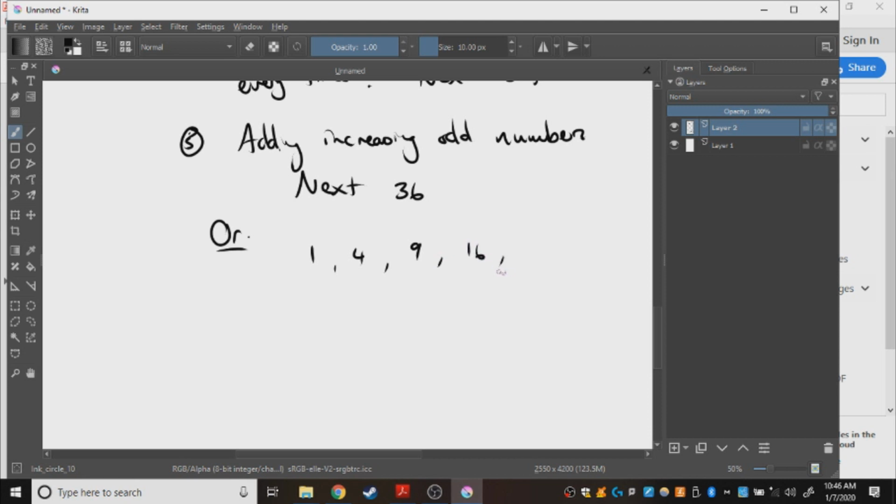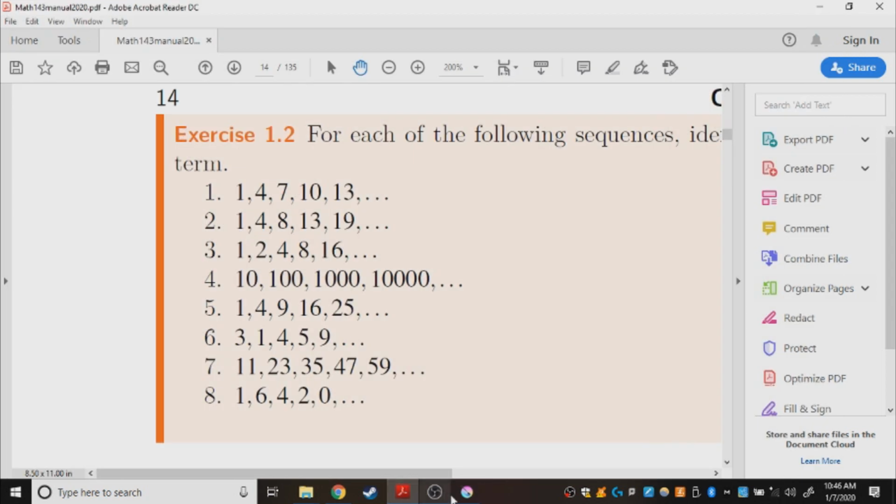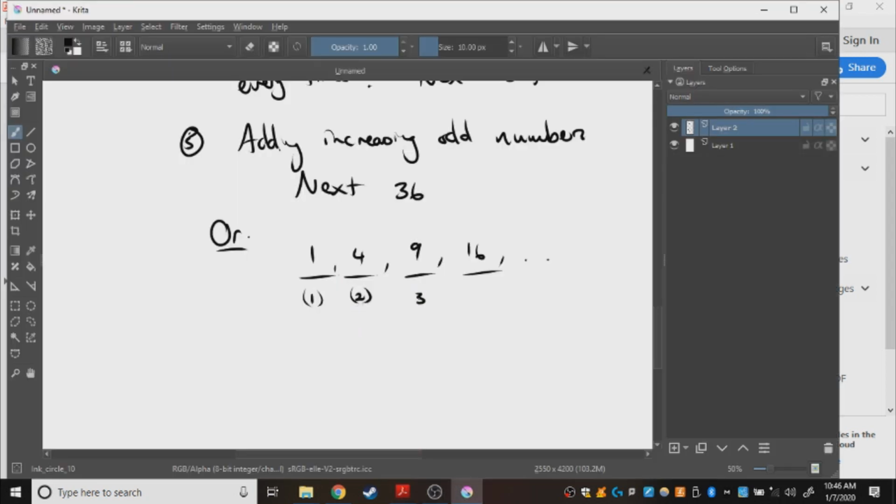9, 16, so on. Sometimes it's convenient to look at the position. I put it in brackets underneath to not confuse myself. That 4 is in the second position. That 9 is in the third position. That 16 is in the fourth position. What is the link between the number in the sequence and the position? It's the square of the position. Square of the position.